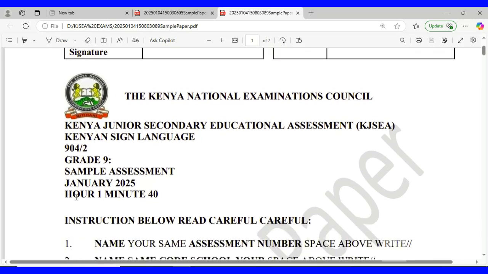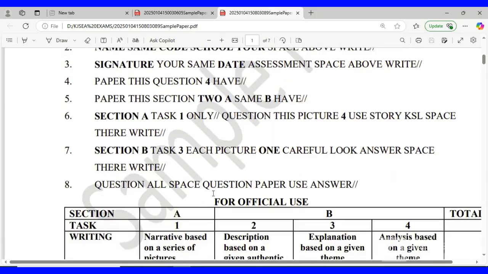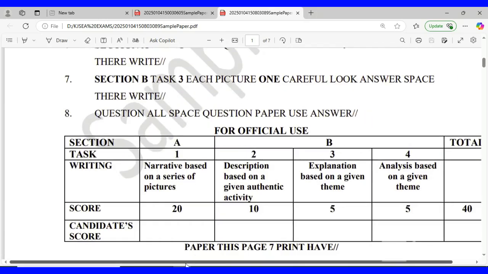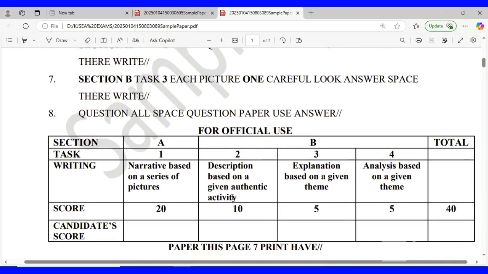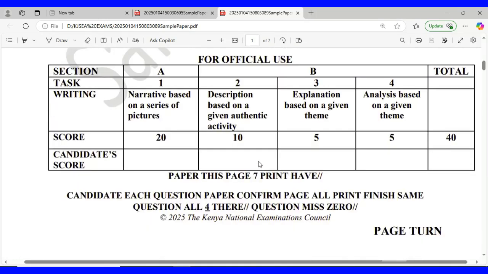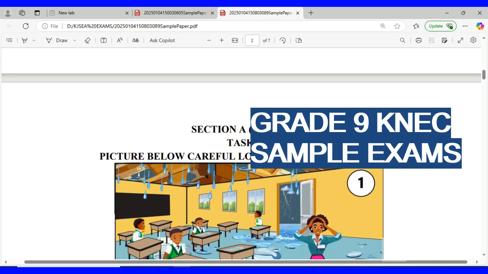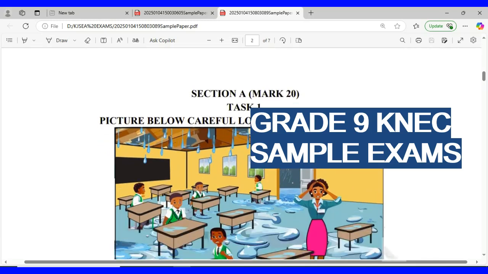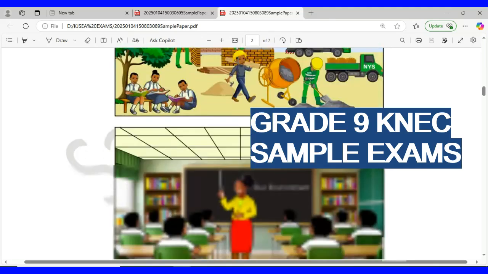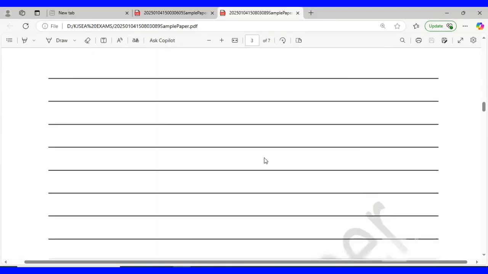It takes a maximum time of 1 hour and 40 minutes. So here the students of grade 9, the year 2025 and henceforth, will be required to do questions containing a total of 40 marks. The questions have been classified into A and B, 1, 2, 3, and 4. So question 1, task number 1, which contains 20 marks, is a picture below. Carefully look. You study the picture and then you use the picture to answer the questions that follow.